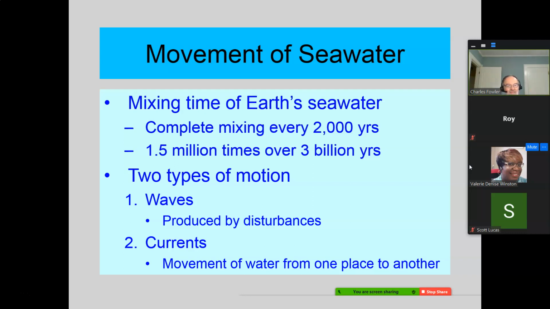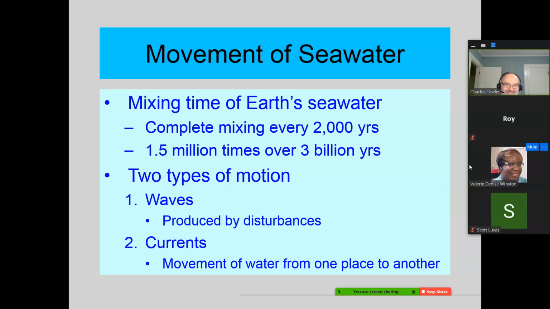So anyway, that's a really good read on estuary pollution. It goes into far more than what I just said, and in a much better way than I just said it. So let's move on to seawater, or the movement of seawater.